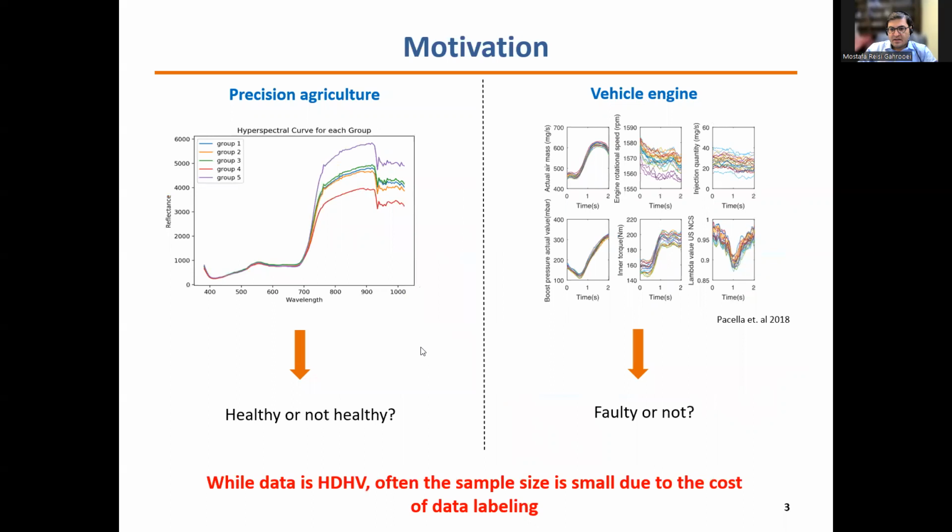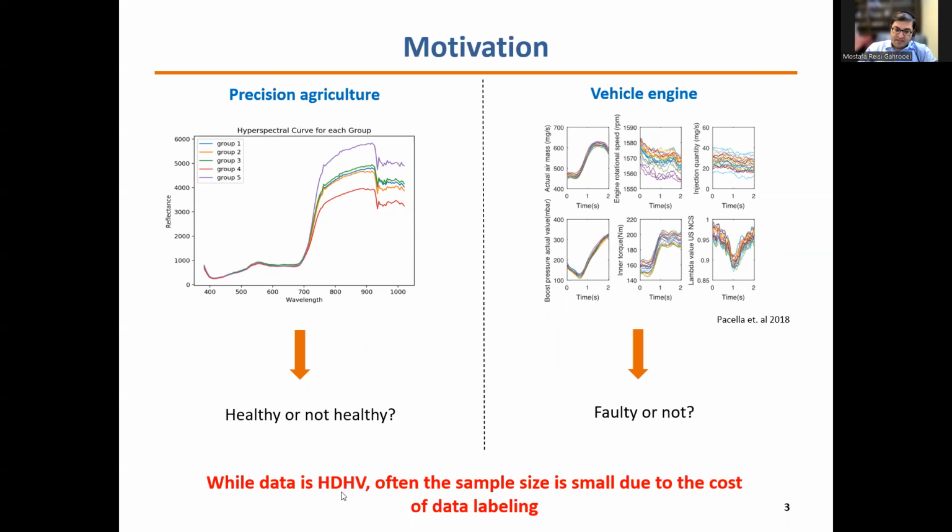When we say predictive models, we mainly refer to regression or classification models. For example, in precision agriculture, you may want to use these hyperspectral curves in order to identify whether a crop is healthy or unhealthy, or to predict the yield of the crop. Or in a vehicle engine, based on the sensor data, you might want to identify whether the engine is faulty or not.